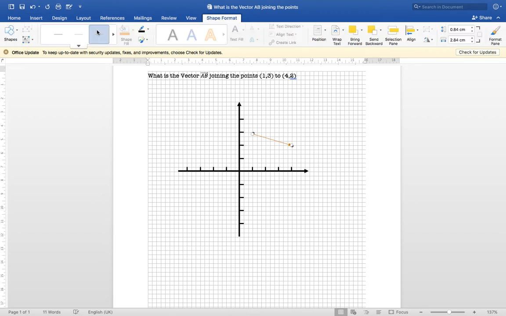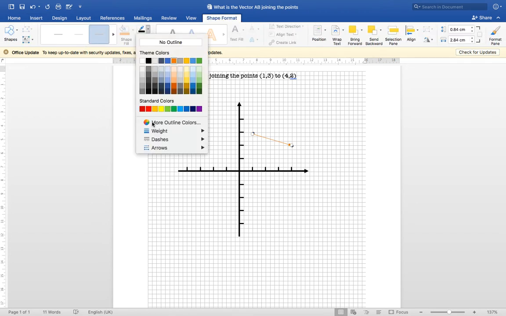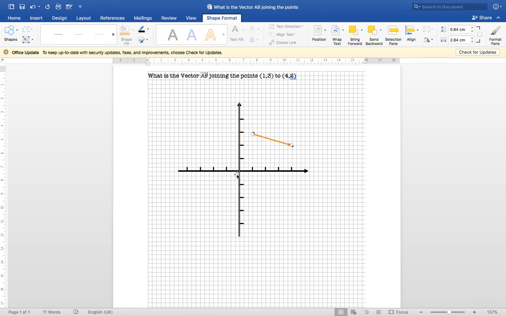And I'll enlarge that a bit so it's easier to see. So that's the vector joining 1, 3 to 4, 2. Now this vector can be moved down to here, and that's the value of the vector, or maybe an easier way to look at that vector.